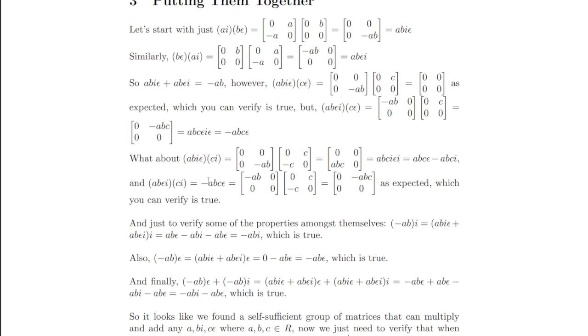So we now know that ab epsilon ii is the same as ab epsilon i epsilon. Or yeah, abc i epsilon i epsilon. So for some reason, epsilon i epsilon and epsilon ii both equal negative epsilon.